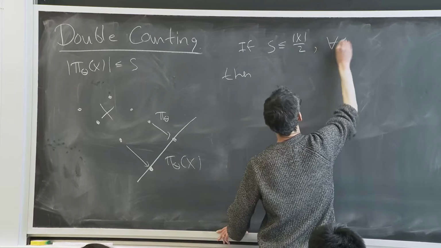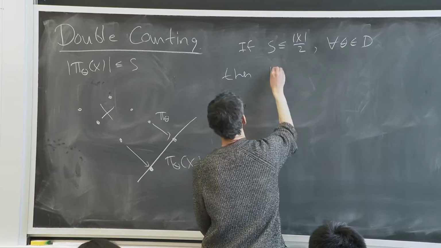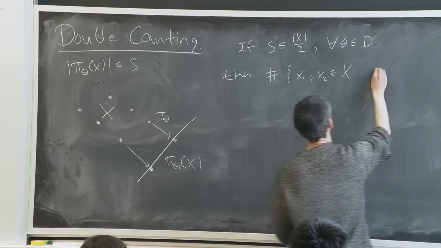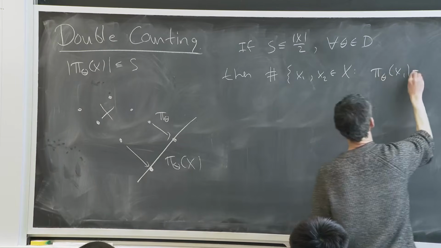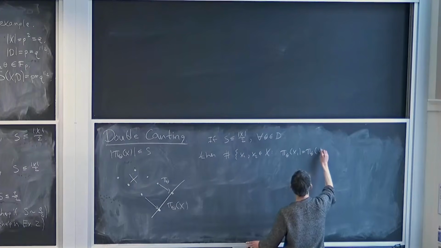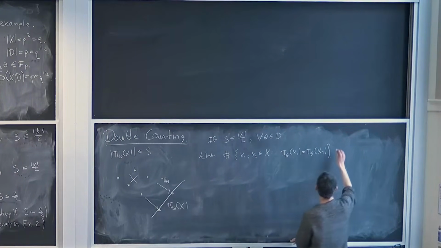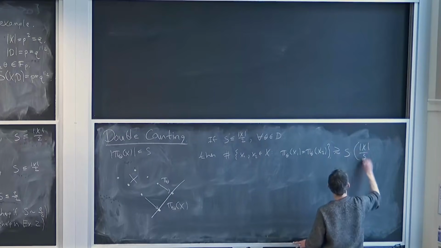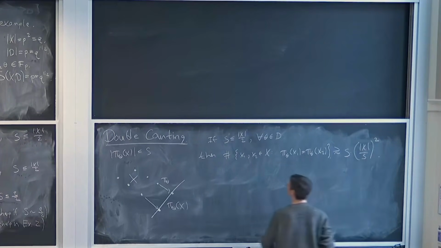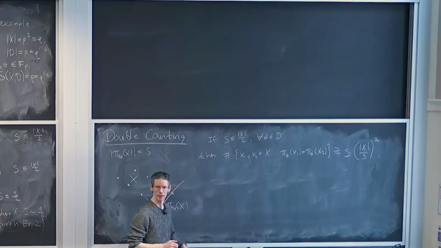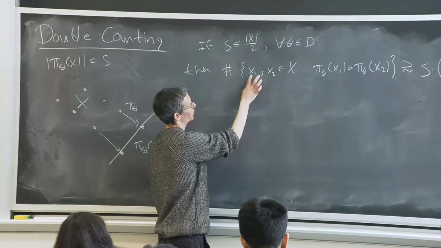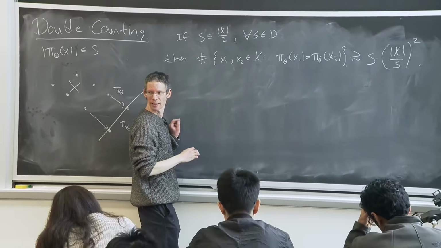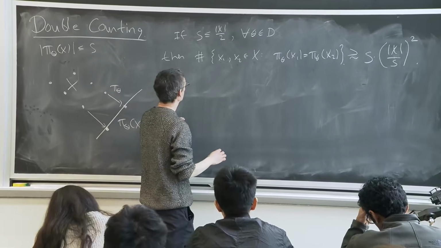So for every theta in our set of directions, the number of pairs x1 and x2 in x that got projected to the same point should be at least around s times x over s squared. OK, so let's digest that. First of all, I'll warn you that I changed notation. So x1 and x2 are each points in x. Those are not the components of anything. And so why is this?